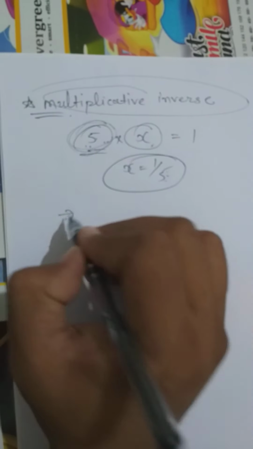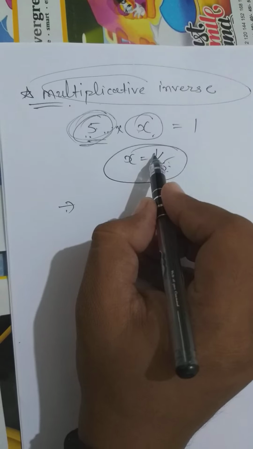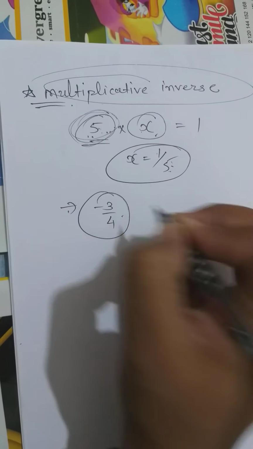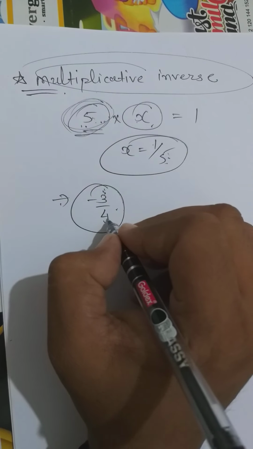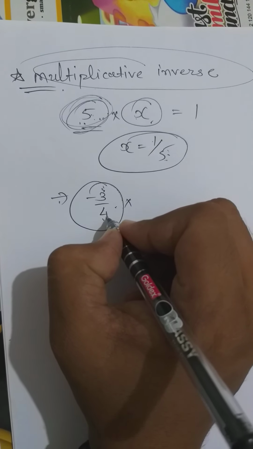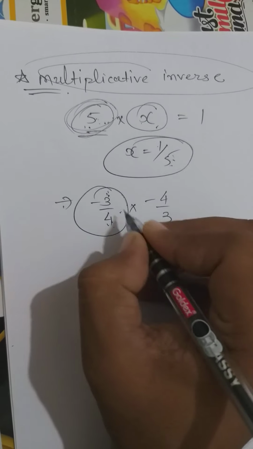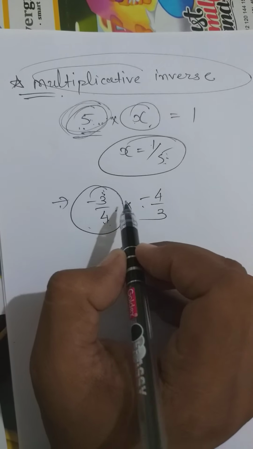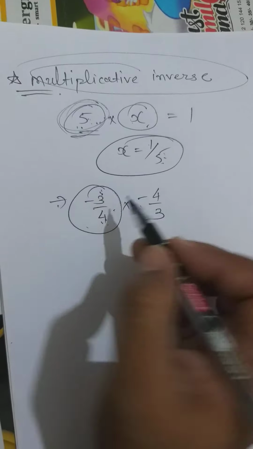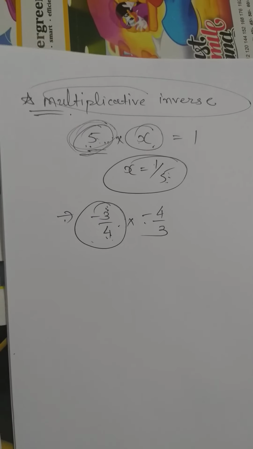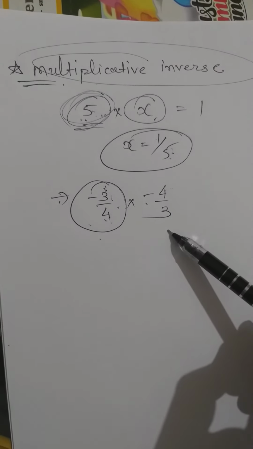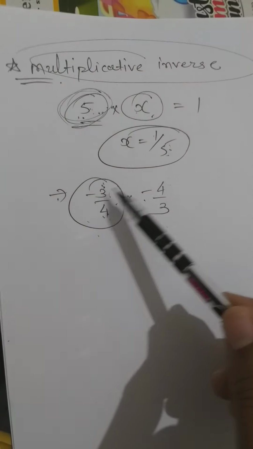As I told you, the multiplicative inverse is the reciprocal of the given number. For example, if I want to find the multiplicative inverse of -3/4, it will be the reciprocal of -3/4, which is -4/3. Remember the sign: if here the sign is negative, then here also the sign will be negative. But we change the numerator and denominator. The denominator will come in the numerator and the numerator will go in the denominator. Then the multiplicative inverse of 3 by 4 will be 4 by 3. If it is positive, then it is also positive; if negative, then negative.